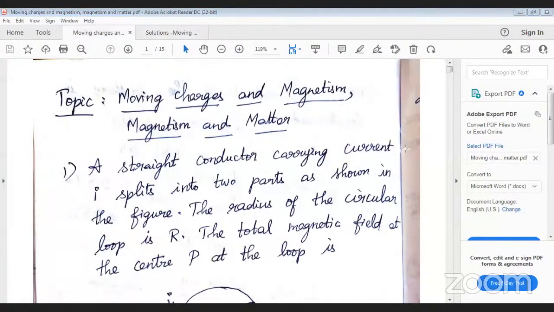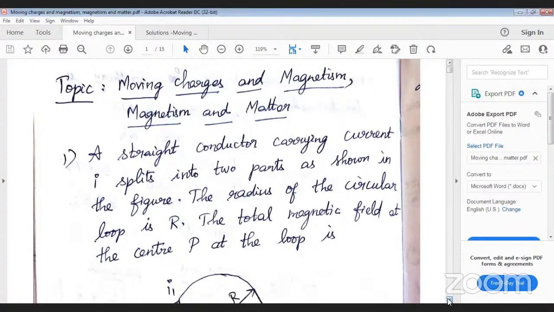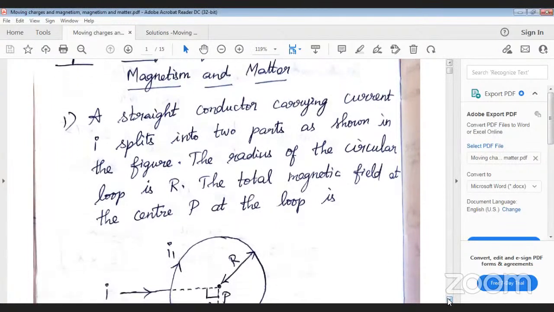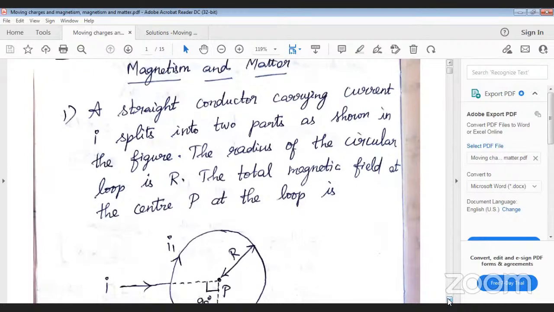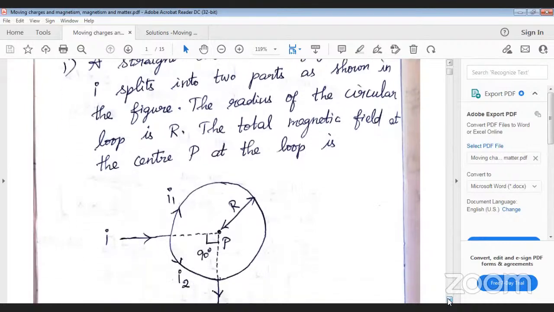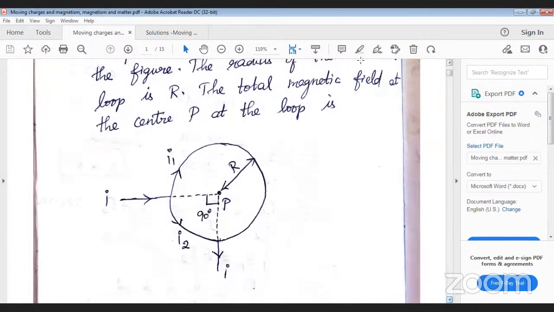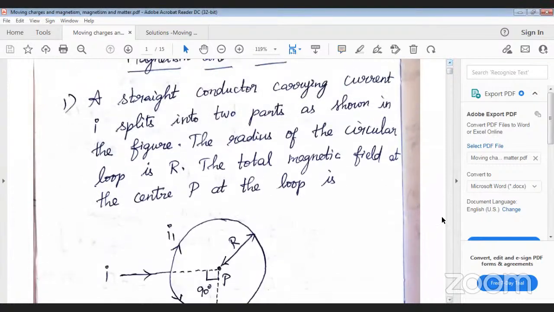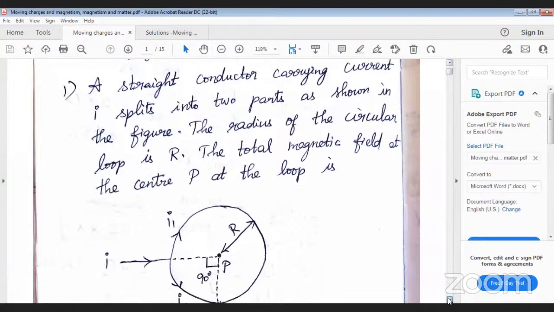A straight conductor carrying a current I splits into two parts as shown in the figure. The radius of the circular loop is capital R. The total magnetic field at the center P of the loop is... So this is your diagram, and you can see a straight conductor carrying current I, and it splits into two parts as shown in the figure.